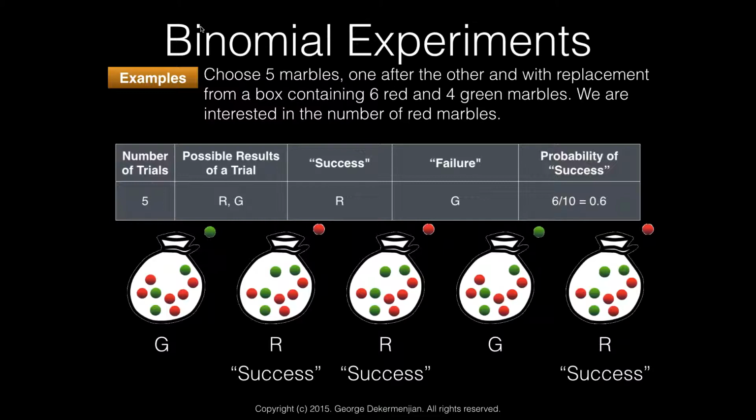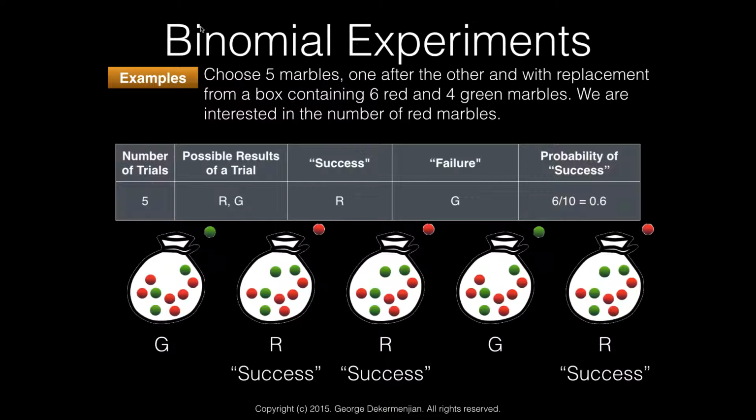Now, since we're replacing the marble after choosing it, before each trial, we always have 6 red and 4 green marbles. And so the probability of success, which is 6/10 or 0.6, is not going to change from one trial to the next. And since we're starting out always with 6 red and 4 green before each trial, what we get after the first trial is not going to impact what happens in the second trial.